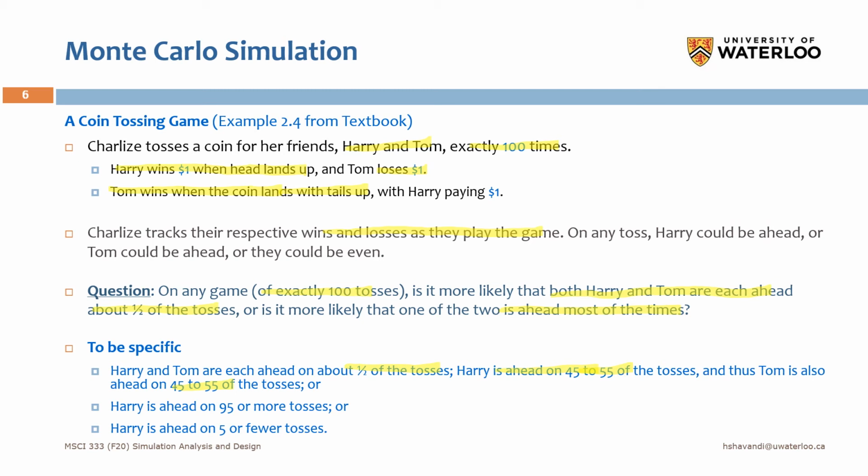Is this the case? Or is Harry ahead most of the time? For example, Harry is ahead on 95 or more tosses, or vice versa, Harry is ahead on 5 or fewer tosses. So yeah, this is our question, and we're going to answer this question by building a simulation model in Excel.